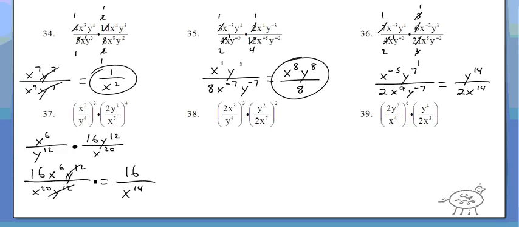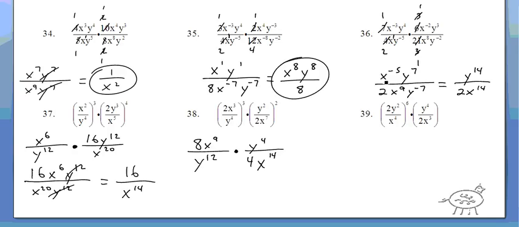Okay, we're almost done here. 2 cubed is 8. x cubed is x to the 9th. And that's y to the 12th, 4 times 3. And then y squared is y to the 4th. 2 squared is 4. x to the 7th squared is x to the 14th, or sorry, x to the 14th.